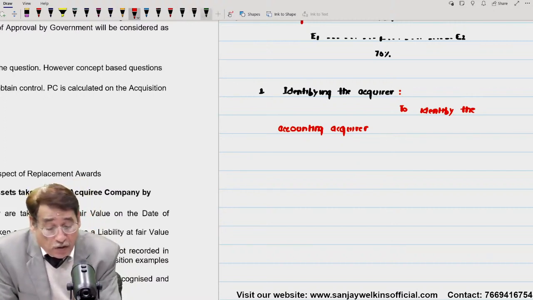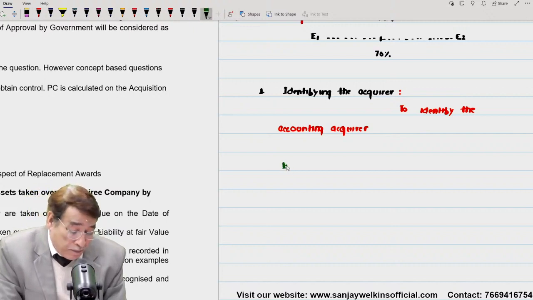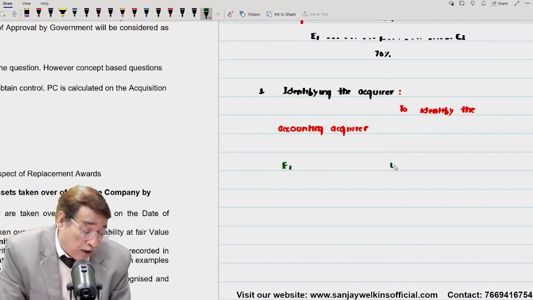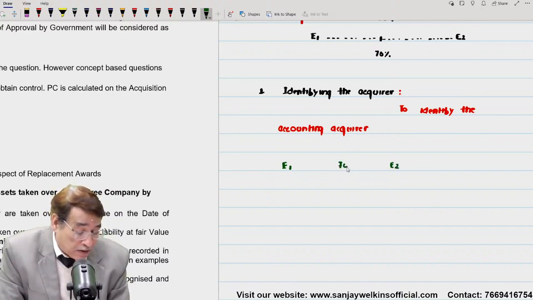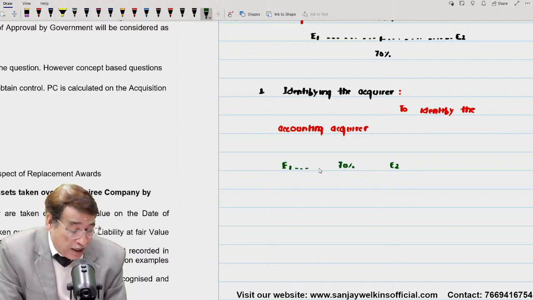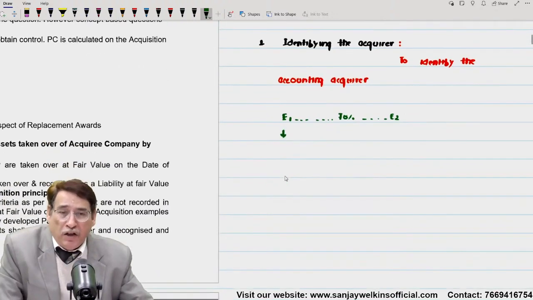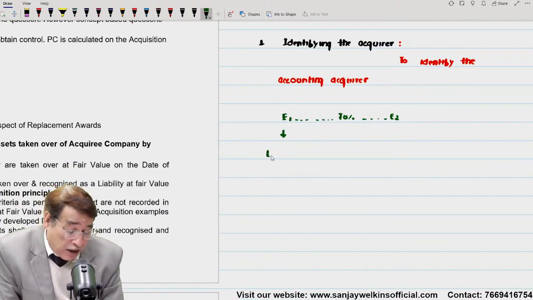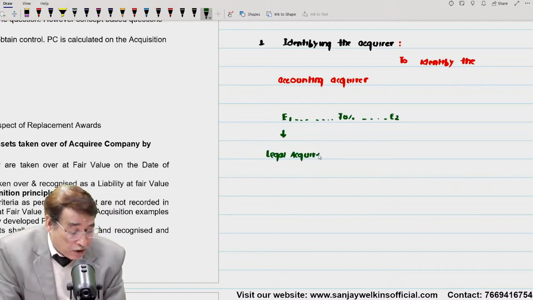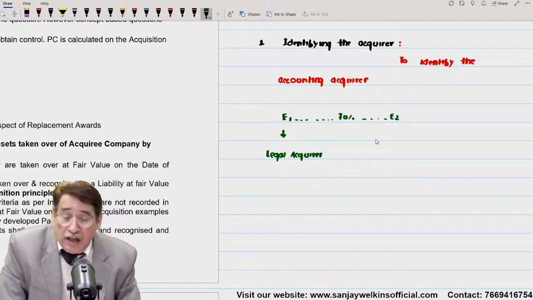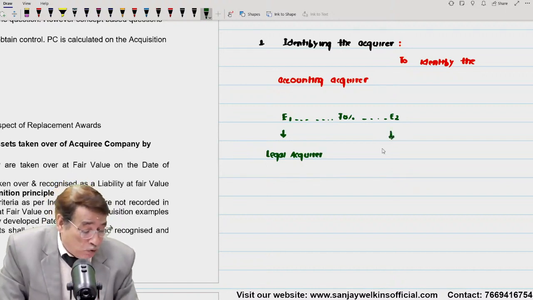In order to analyze this particular step, pay attention here. When I say E1 has got control of E2 by acquiring 70% stakes, no doubt about that. E1 is the legal acquirer. That means in the eyes of the law, E1 will be considered as the legal acquirer. Legal acquirer means from the perspective of the law, E1 will be considered legally as the acquirer company, while E2 will be considered as the legal acquiree. No doubt about that.